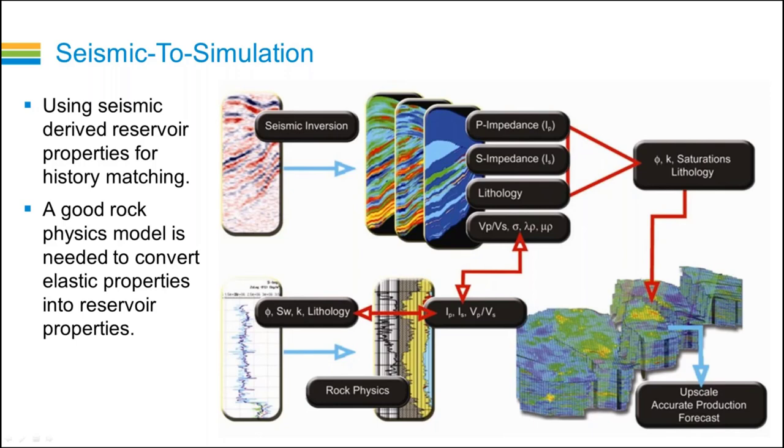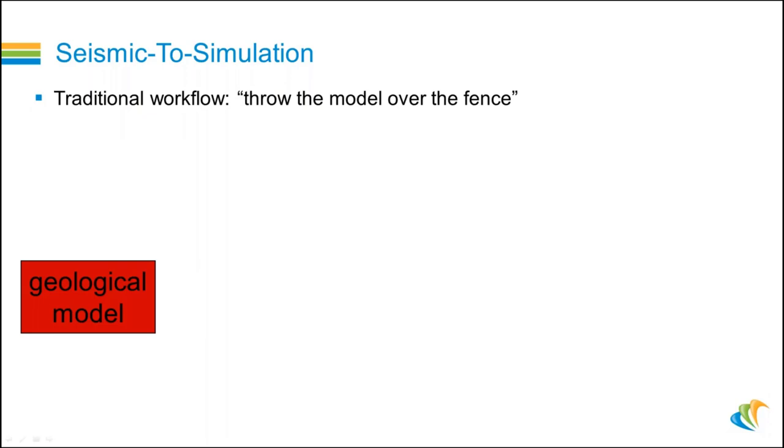You do the history matching. If you are happy with that, then it's okay, they are both on the same scale. If not, then you iterate on the properties that you derived from seismic, and you do it until you get a good history match. So what does it mean in simple words?